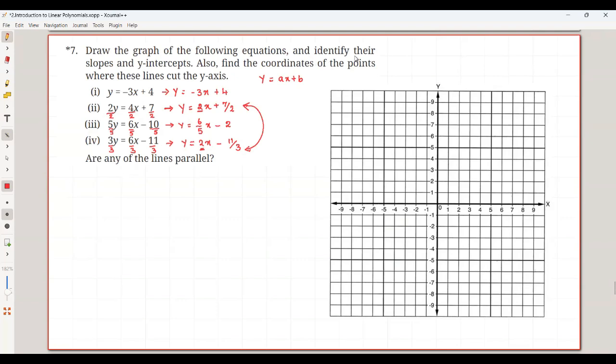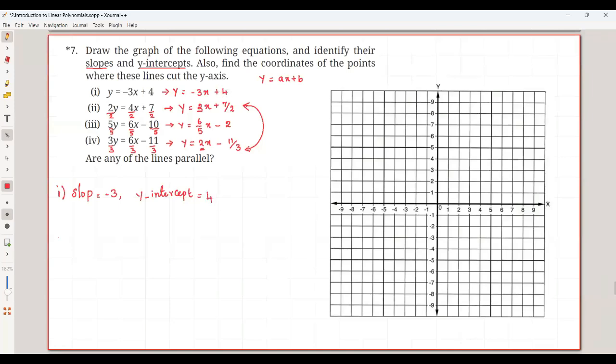So next they are asking to identify their slope and y-intercept. Okay, so slope means the a value, y-intercept means the b value. This I already explained. For the first equation, slope is nothing but the a value. What is the a value? Minus 3. And y-intercept is nothing but the b value. So the y-intercept is equal to the b value, which is 4.